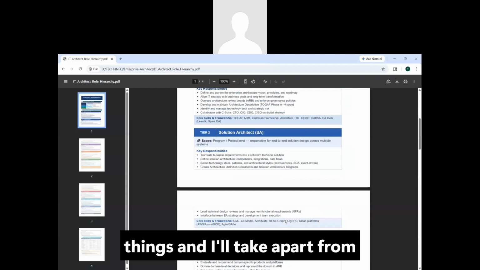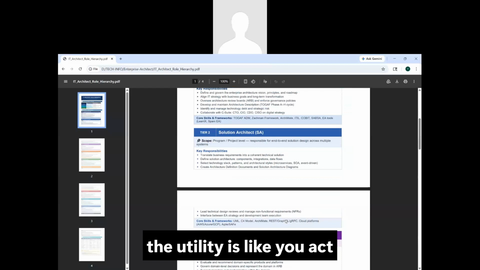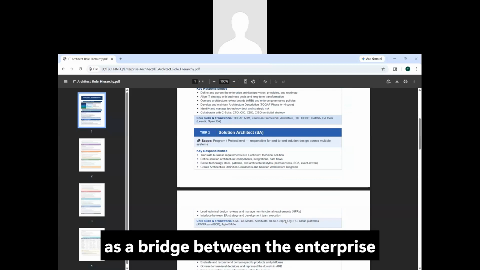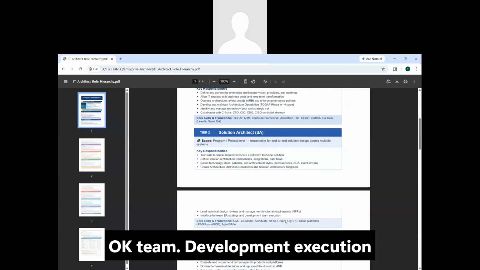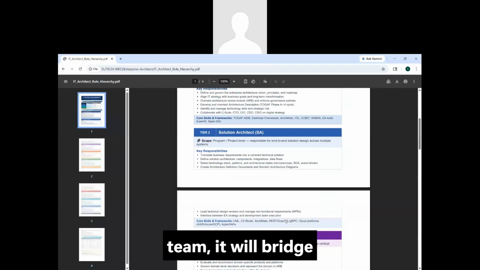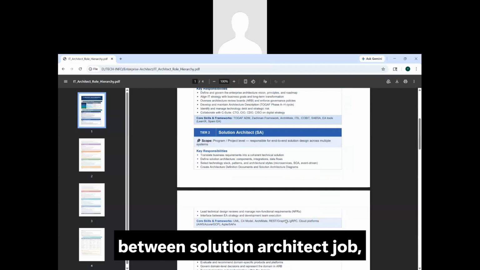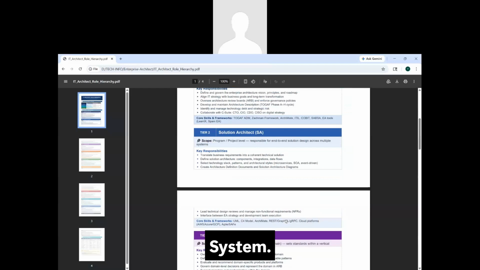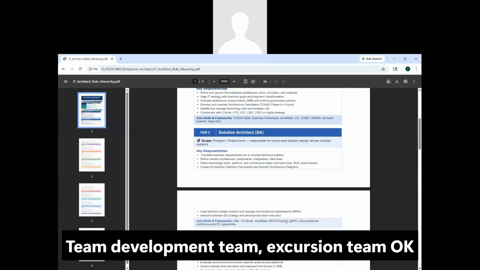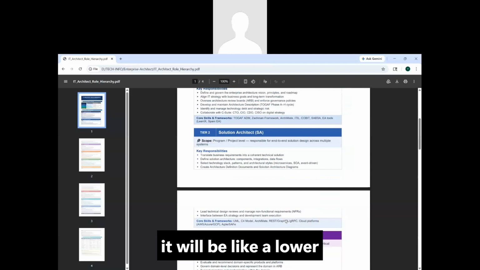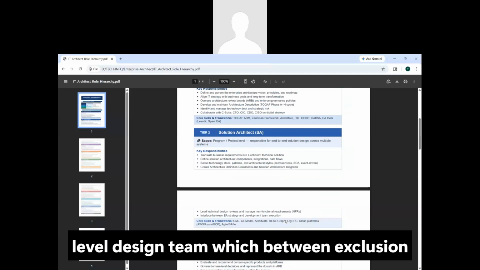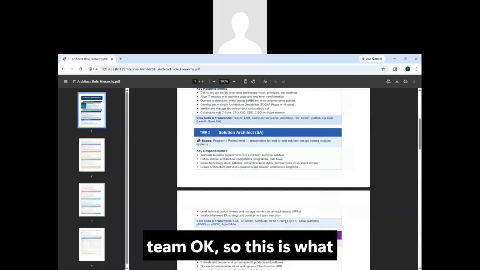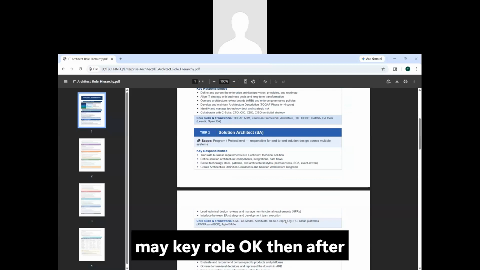He also acts as a bridge between the enterprise strategy and the development or execution team. It will be a bridge between the enterprise architect and the lower level design team, the development team, the execution team. So this plays a key role.